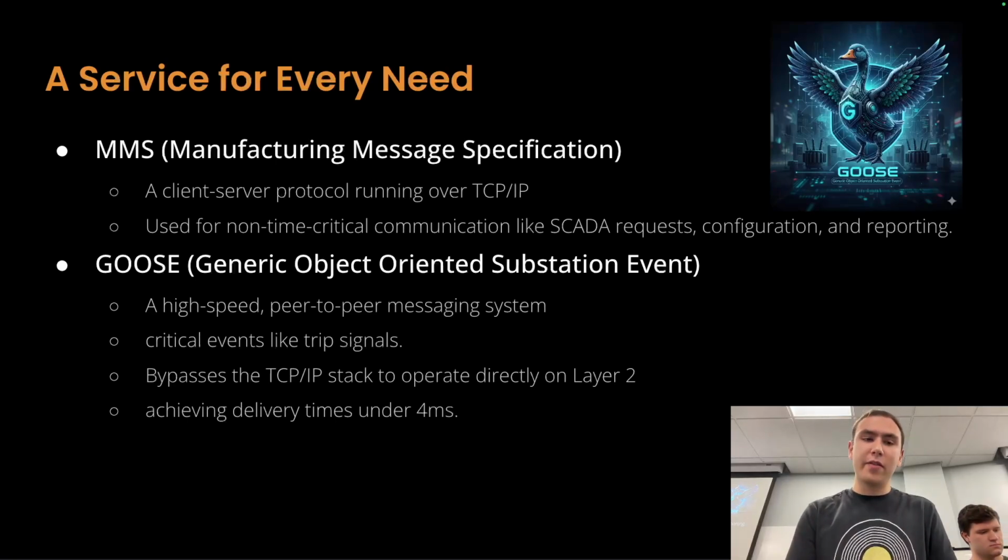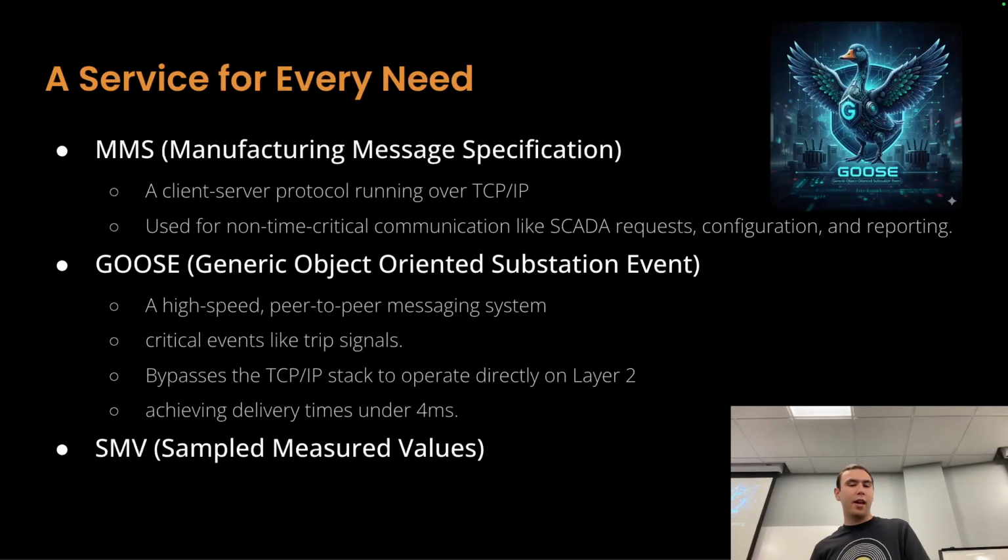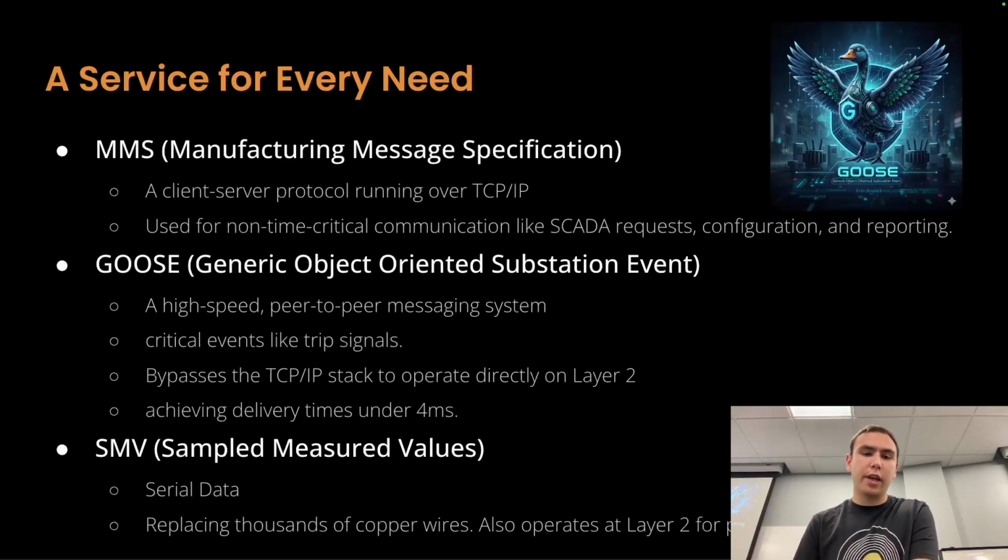And then we have the third one, which is SMV, Sampled Measured Values, but it's also just called Sampled Values. It depends where you look; they're the same thing. This is serialized data, and it was mainly put in place to replace the thousands of copper wires. It also operates at layer 2. This is for data sent from your sensors to your PLCs or IEDs, whereas GOOSE is sent between IEDs and also between sensors and actuators.